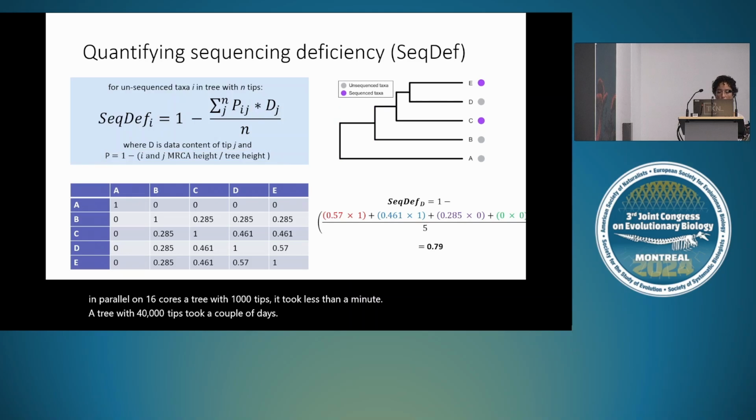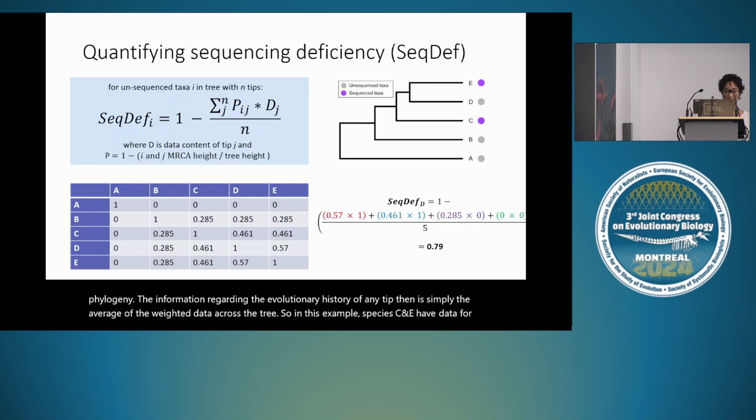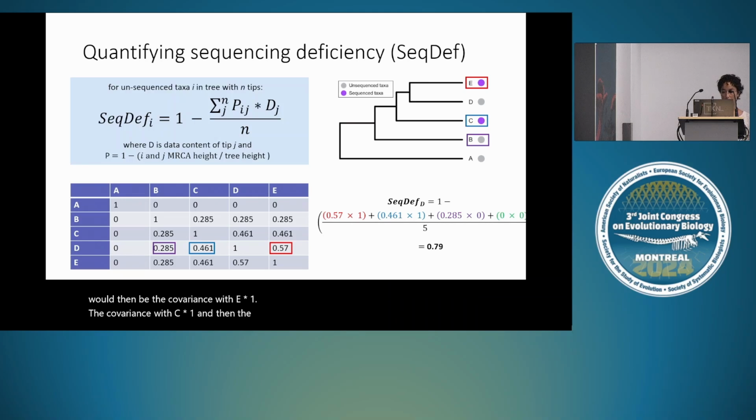These covariance scores then serve to add weights to the data availability across the phylogeny. The information regarding the evolutionary history of any tip is simply the average of the weighted data across the tree. In this example, species C and E have data. For simplicity, I'm going to treat this as binary: have data or don't have data. The seqdef of D would then be the covariance with E times 1, the covariance with C times 1, and then the covariance with B and A times 0, since they both lack data. We average those up, and that is the average information available for tip D. Subtract that from 1, and that gives us the sequencing deficiency, or seqdef.